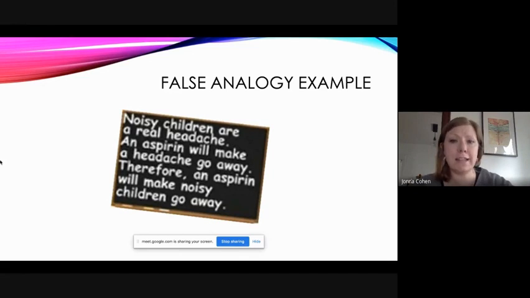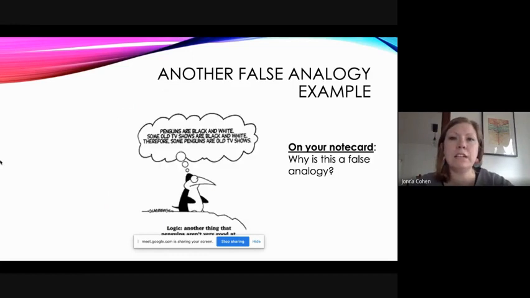A false analogy fallacy is based on comparing two things that don't make sense. Let's take a look at another example. Here we have a penguin that says, penguins are black and white. Some old TV shows are black and white. Therefore, some penguins are old TV shows.